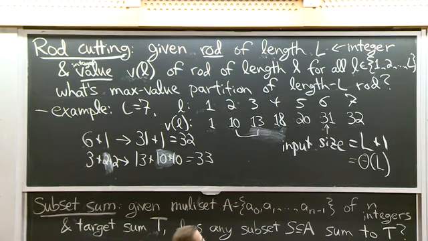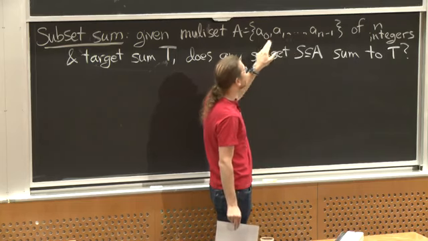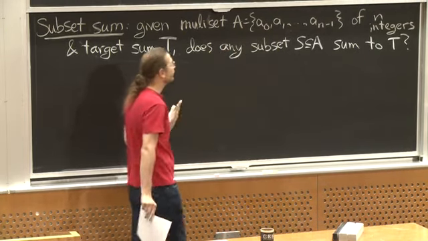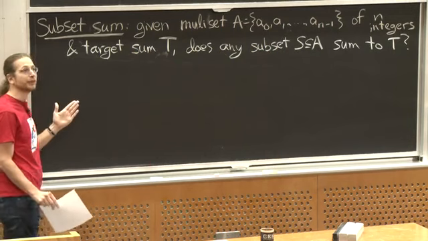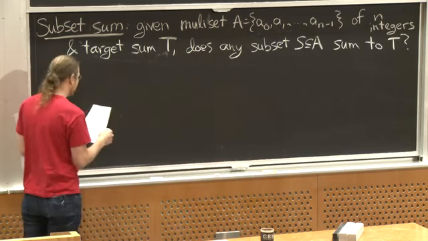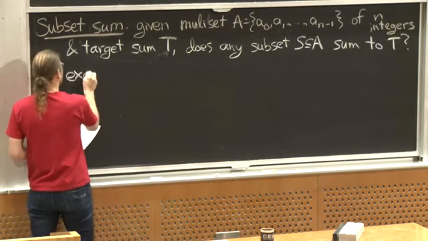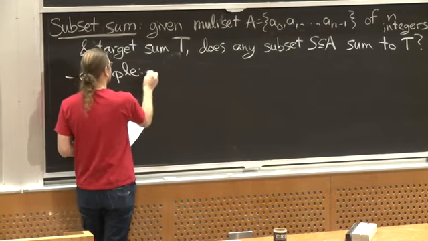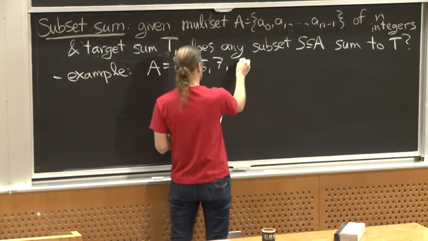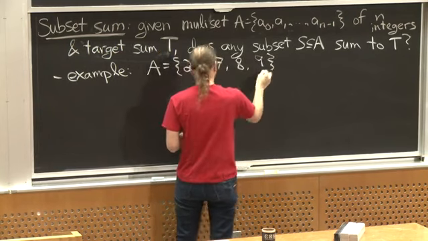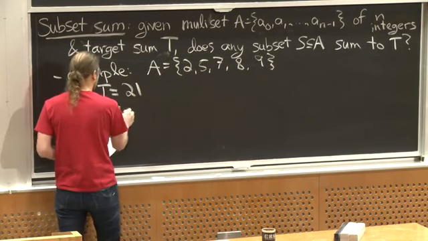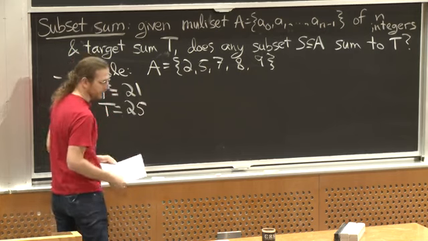Here, presumably, T is not in this multiset. And we need to find a combination of numbers here that add up exactly to T. Sometimes that's possible, sometimes it's not. We're only allowed to use each number once, or as many times as it appears in the multiset. OK, so here's an example. Say A equals 2, 5, 7, 8, 9. And my two examples are T equals 21 and T equals 25 for that same set.